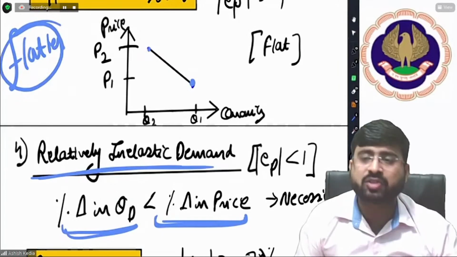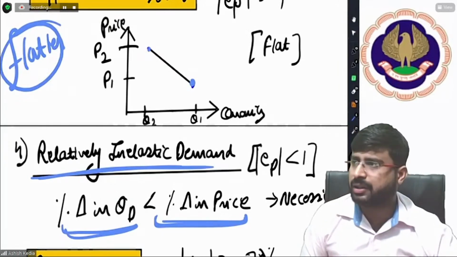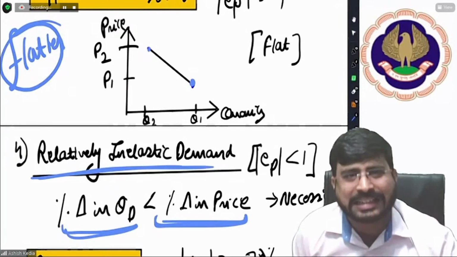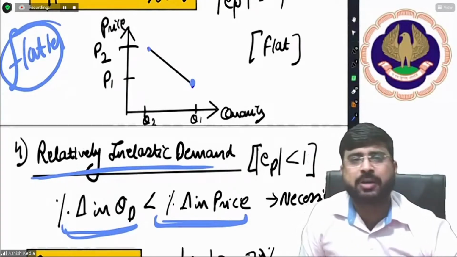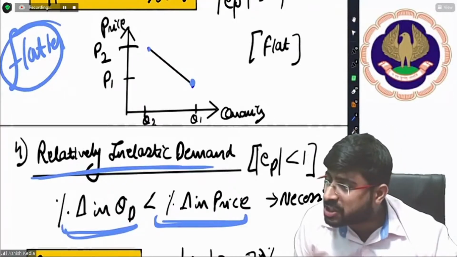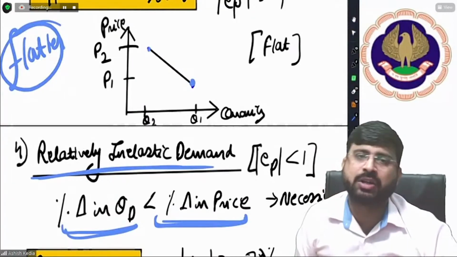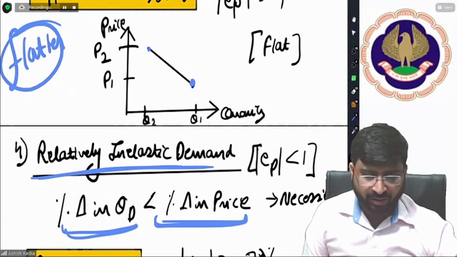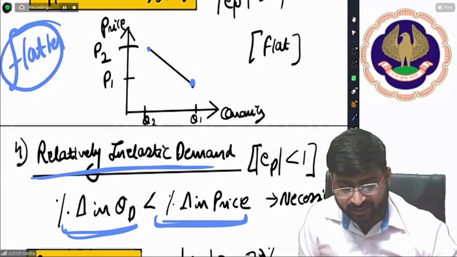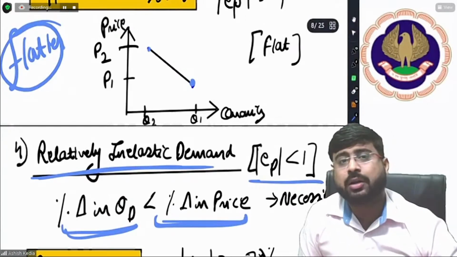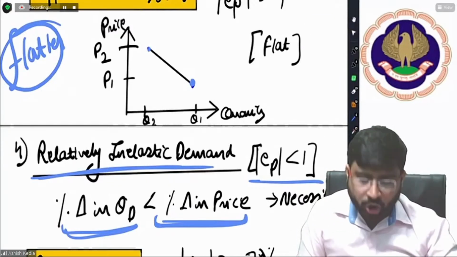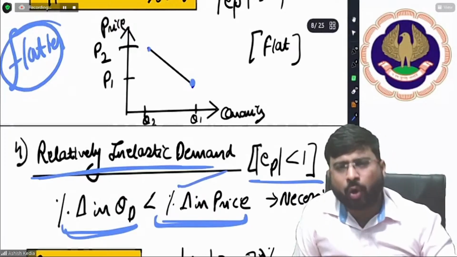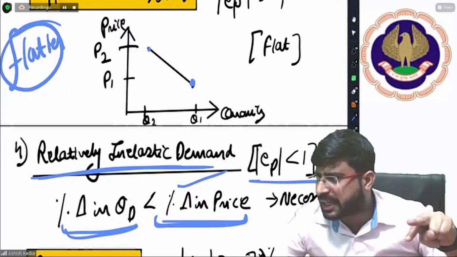So this is the case of relatively inelastic demand, where price will change by a greater percentage. And what will be the value of elasticity here? It will be less than 1. So who is in greater Josh? Price is in greater Josh. So it is just the opposite of relatively elastic demand.